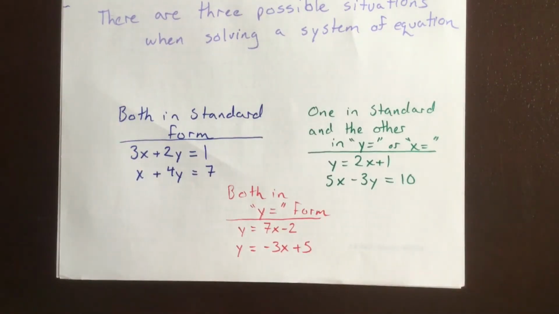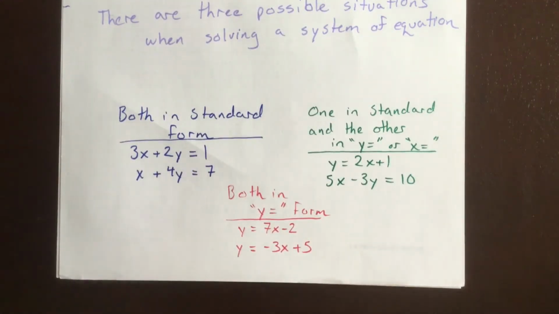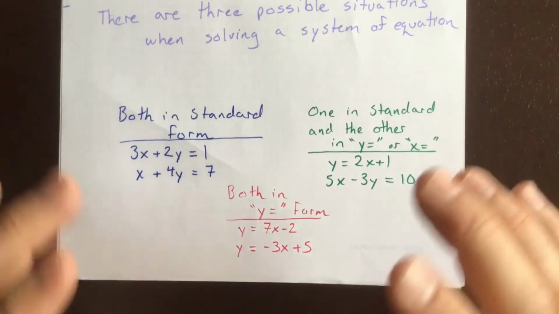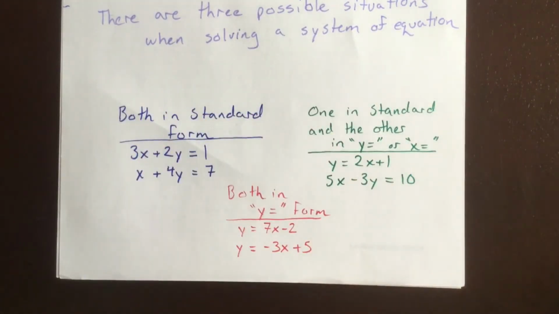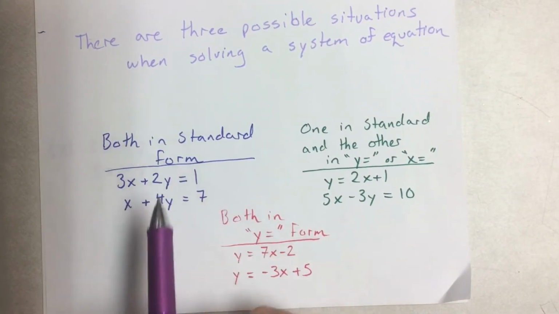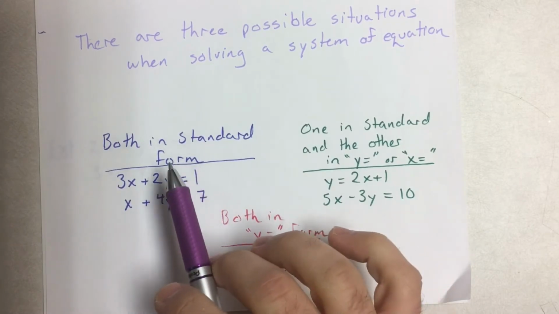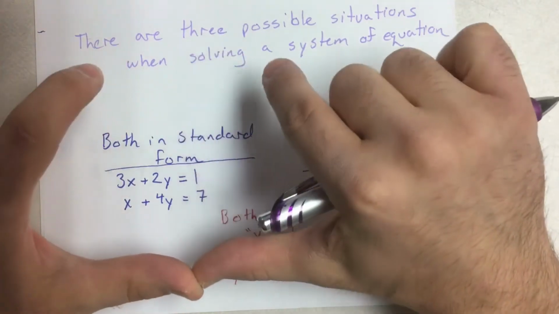As we're doing these problems, I encourage you to write these down, to have paper, whether it be graph paper or just your notebook paper, to write these examples down, to pause the video at any point, rewind at any point you need to, and really utilize this video to understand how we solve systems in the various situations. In this lesson, we're going to be looking at how we solve systems of equations when both equations are in standard form. We're focusing on this situation here.